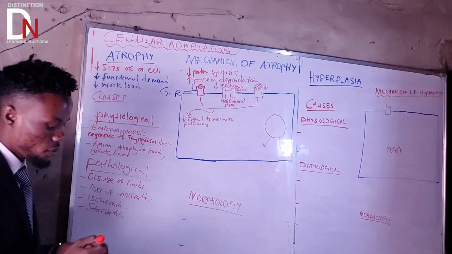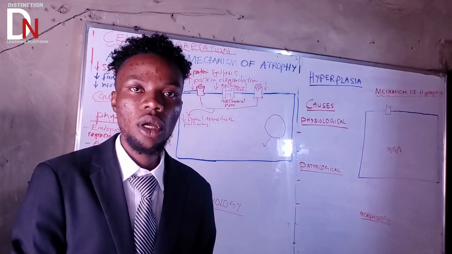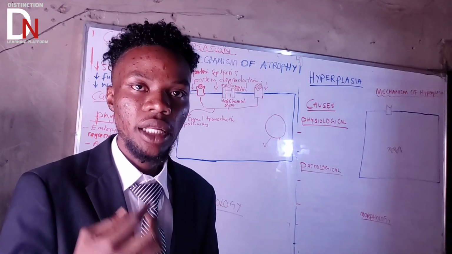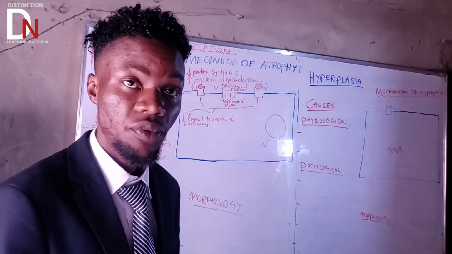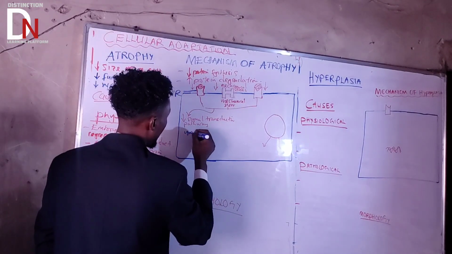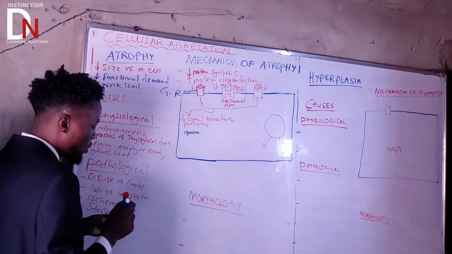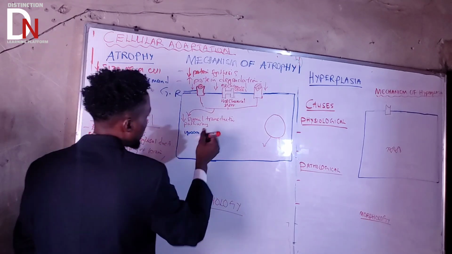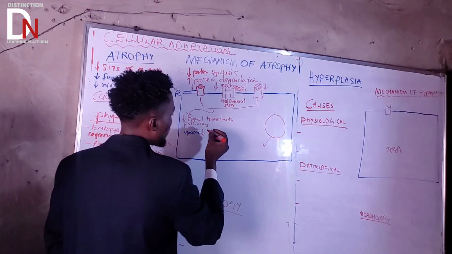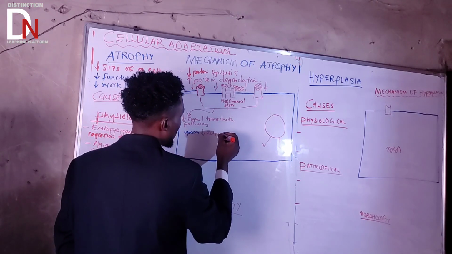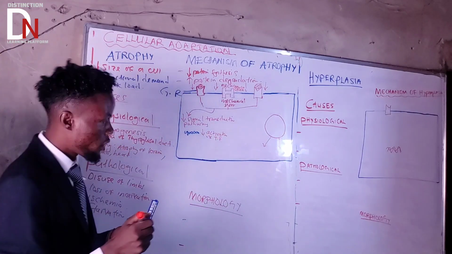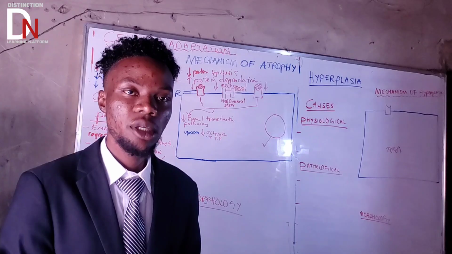If there is a reduction in the signal transduction pathway, what do you think will happen? There will be a reduction in the activation of what? Transcription factors from the DNA. So if this is the DNA, the activation of transcription factors from there will be reduced. Reduced activation of transcription factors.